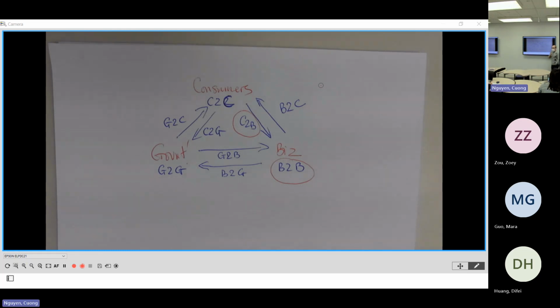Which one has more room for improvement? G to C. Remember, we just focus on these two. If not this one, then it should be this one, the B2B. There's a huge room for improvement. Bank to bank, for example, needs to improve a lot. So that's why you see there will be potential in this kind of thing.